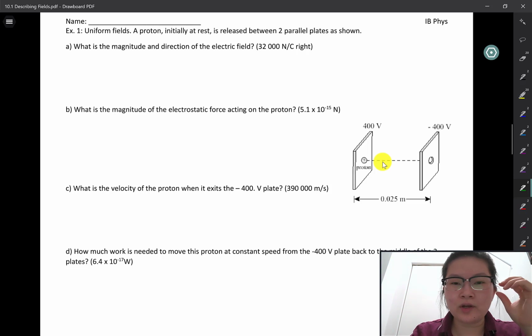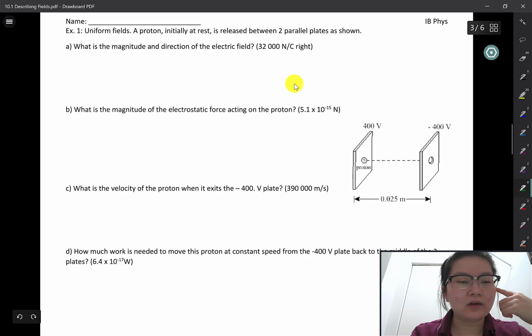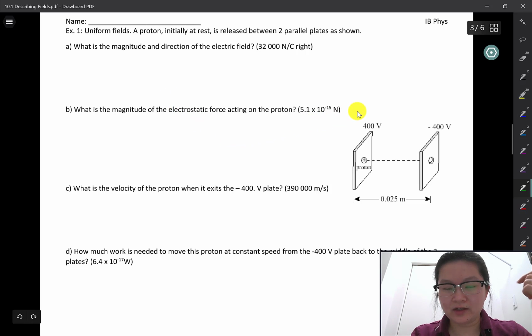In this video, we're going to do a quick example. Not really quick. It's broken down into A, B, C, D questions, and it is on uniform electric fields between two charged plates. Notice we have here a proton. We're just going to put it on one end of the plate and see how it's going to accelerate to the other end. So, let's begin.